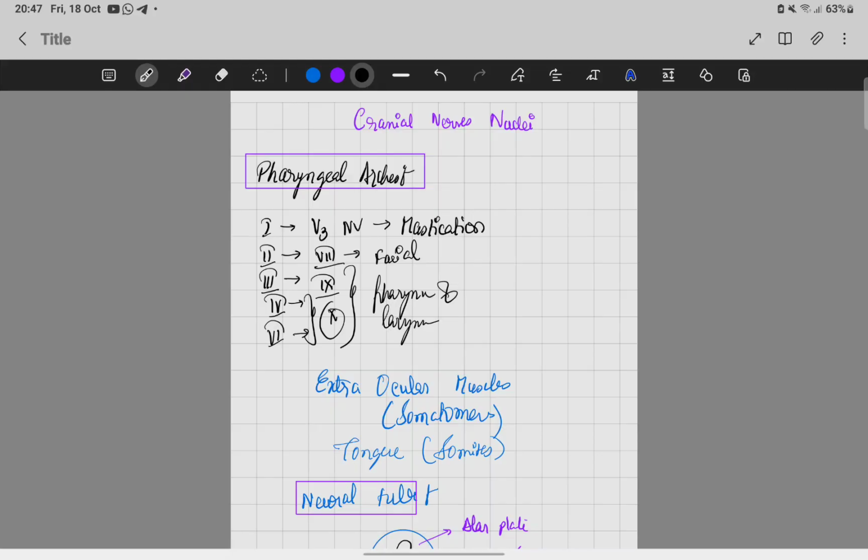So that is all for today. Tomorrow I will discuss the cranial nerves: 3, 4 and 6th cranial nerve, their outflow and which muscles they supply, and also the injury.